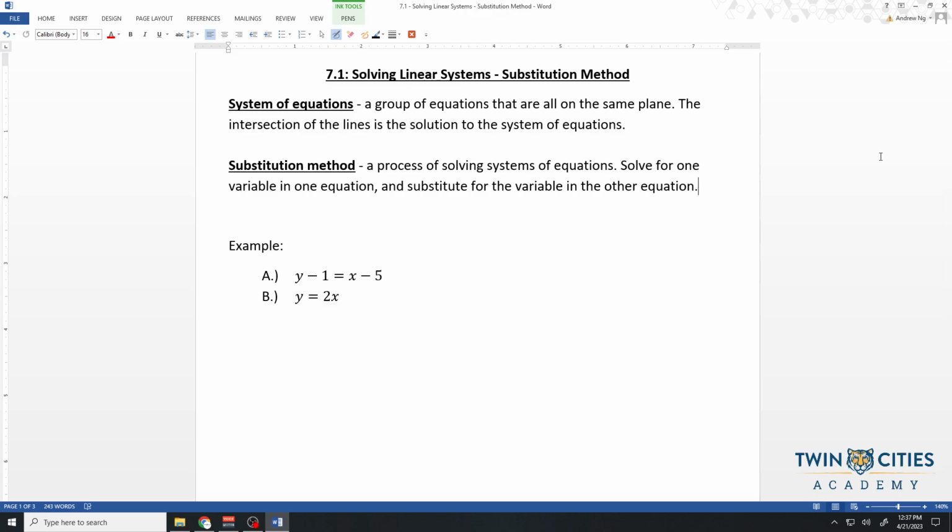This unit will be solving systems of equations using various methods. The first one that we're going to focus on is the substitution method. Before that, let's define a few things.